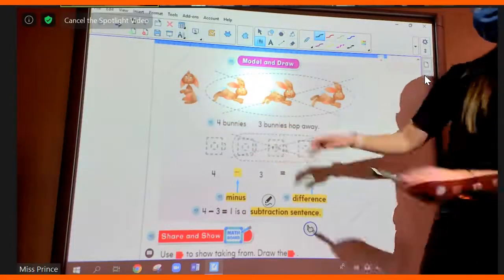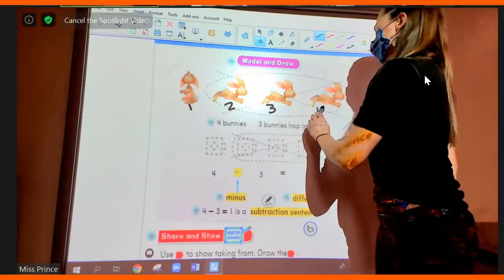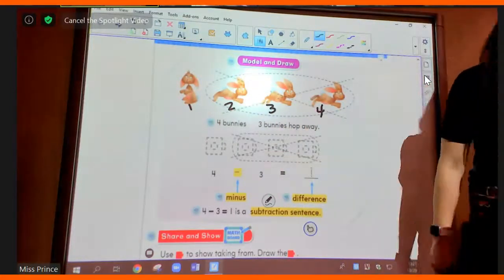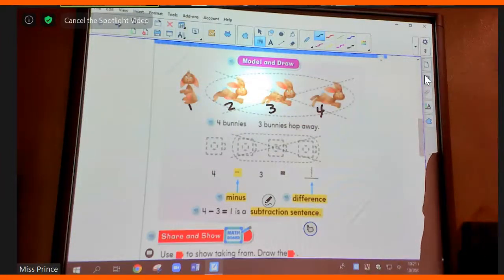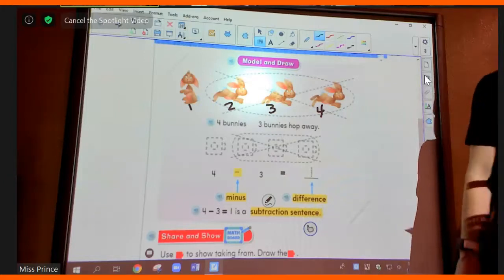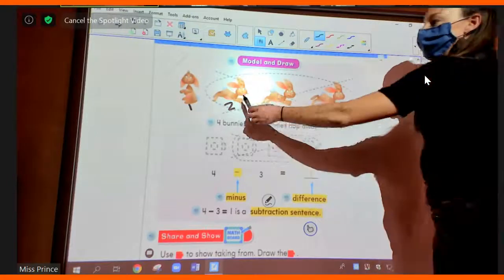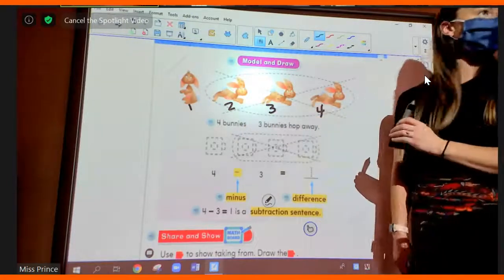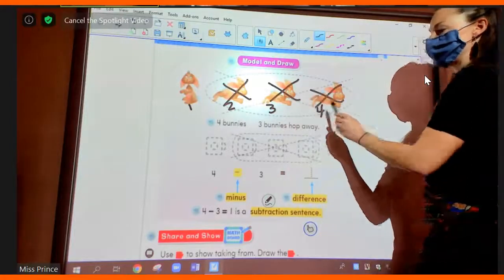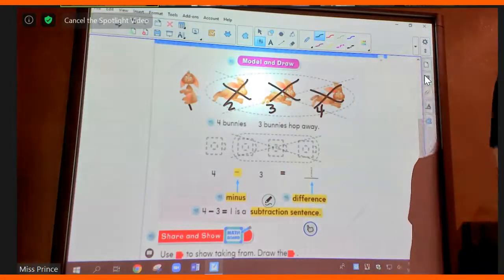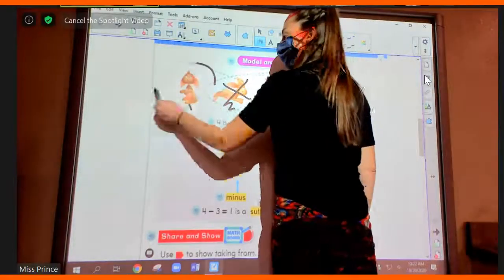4 bunnies. 1, 2, 3, 4. 3 bunnies hop away. So how many bunnies did they cross out? How many bunnies did they cross out? Zayden? How many did they cross out? 3. 1, 2, 3. How many bunnies are left over? Kaya. 1 bunny is left over.